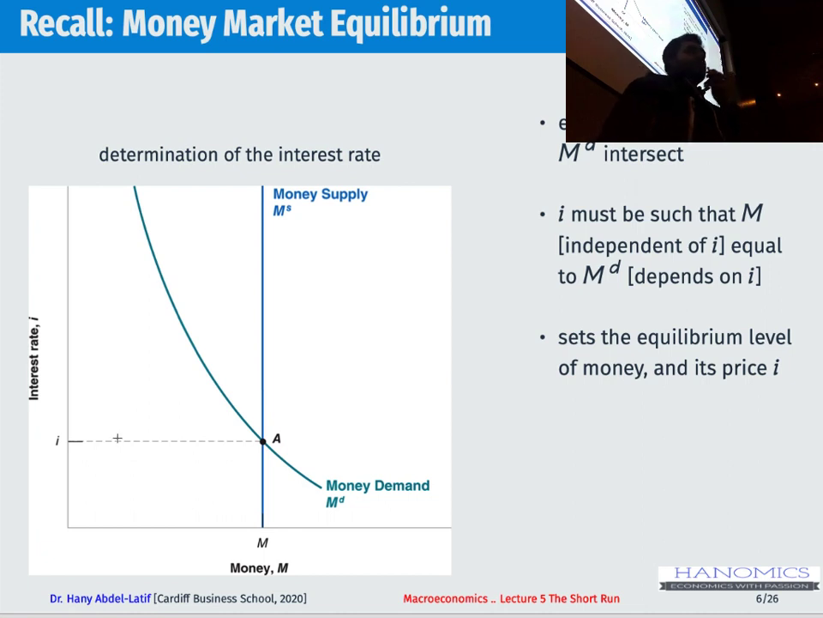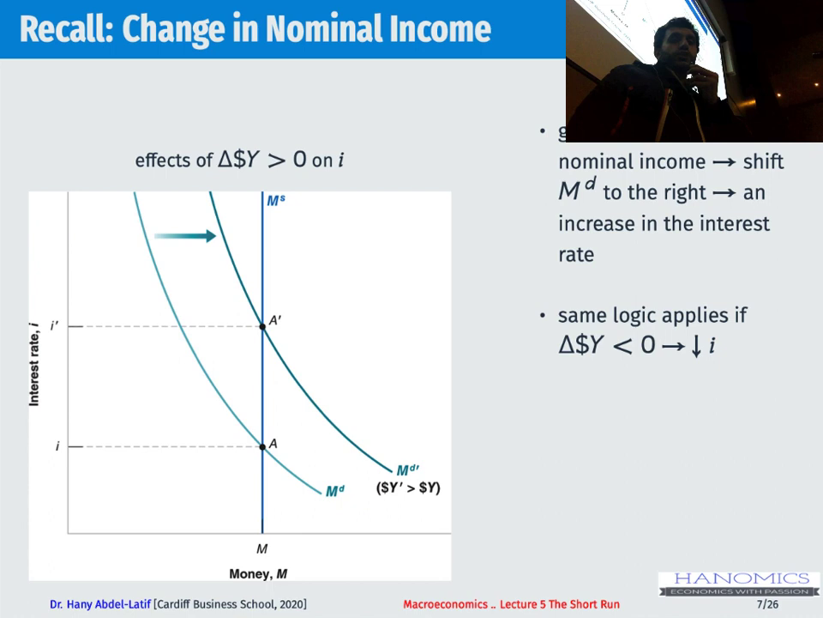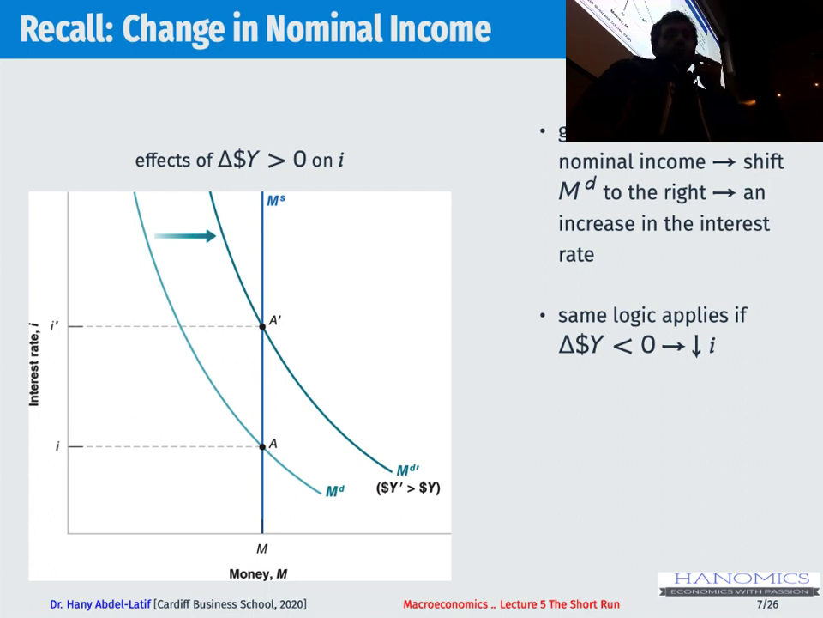And that determines the interest rate, the equilibrium interest rate, and the money stock as well. Okay? So this is the equilibrium in the money market as we showed it last lecture. We also explained how changes in nominal income can affect this situation, equilibrium in the money market.